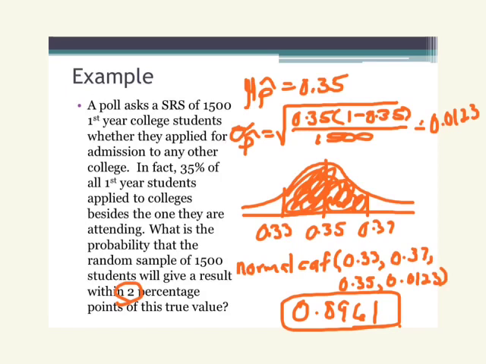And so that's how these problems work. They're very simple. Again, very similar to how we worked with a normal distribution before. The only difference we have now is that we need to check and make sure a normal distribution is appropriate first, and then find the mean and standard deviation, and then do our work. All right?